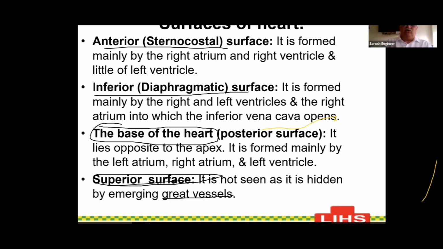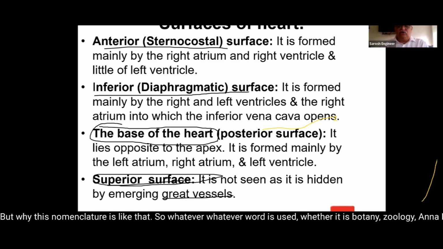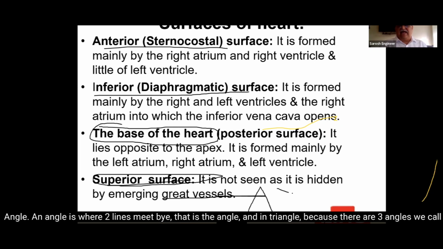We'll see some slides properly to understand this, but why is this nomenclature like that? Whatever word is used, whether in botany, zoology, anatomy, geometry, algebra, wherever, because it has a Greek origin, the word remains the same. It cannot change. So this is an angle. An angle is where two lines meet, right? That is the angle.